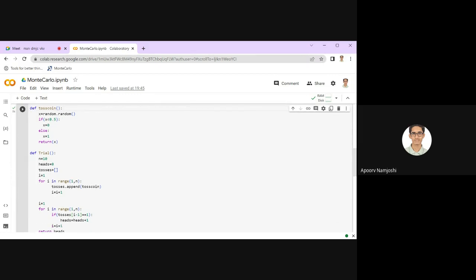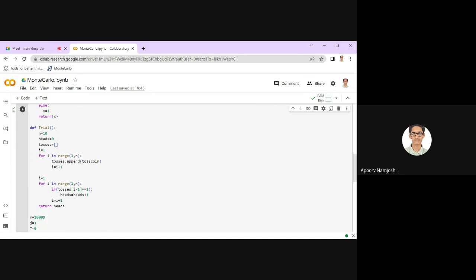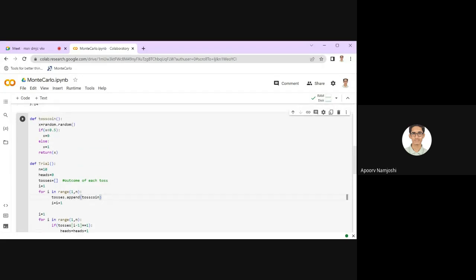So what we do, we define a single trial of doing the experiment 10 times. I mean, tossing the coin 10 times. We record the number of heads that we get. This is the outcome of each toss. This toss coin is a method that randomly gives heads or tails.